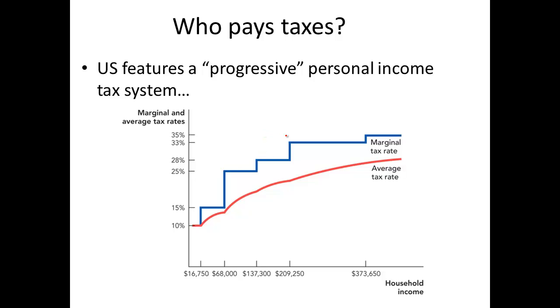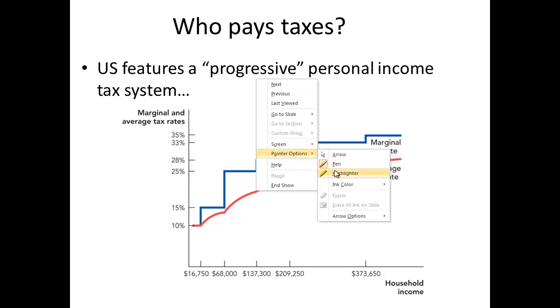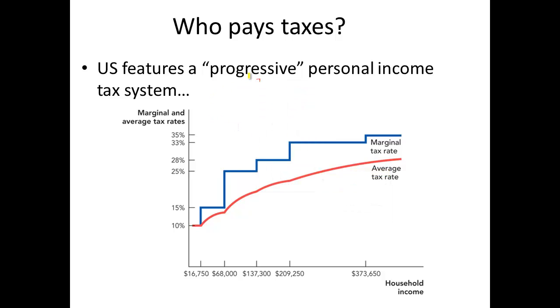Now we want to look at a more detailed breakdown of who pays taxes in the U.S. economy. The U.S. tax system, at least the income tax system, is what's known as a progressive tax system. All that means is that those who make higher incomes pay not only more taxes, but higher tax rates, so they pay proportionately more in taxes than people who make lower incomes. And this is what our tax structure looks like right now.